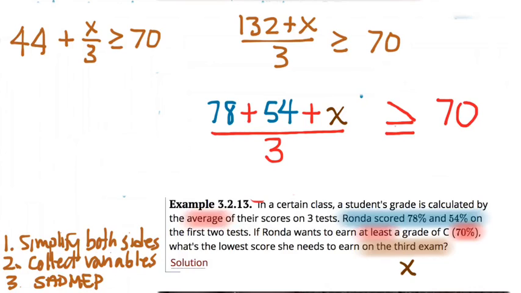If I want to get that x by itself, I've now simplified each side of this inequality as much as I can. I don't need to do any variable collecting because my variable x is already only on one side. So step 1 is done. Step 2 is done. My only step now is to reverse the order of operations. In this inequality, what would that look like? What would my first step be if I'm following SAD-MEP?